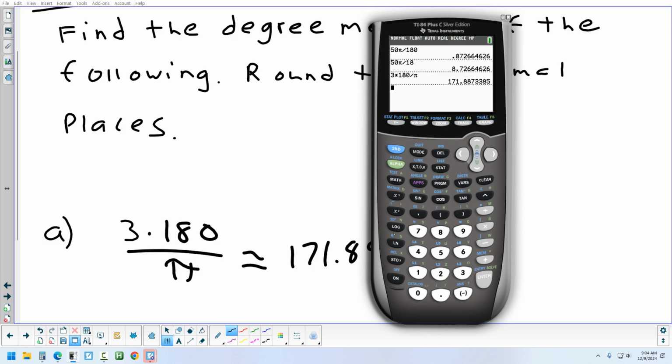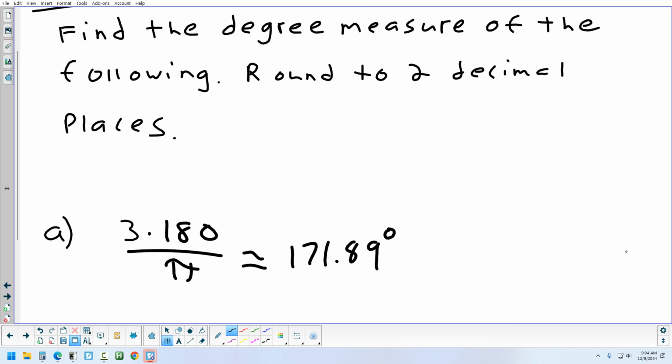If you use 3.14, okay, that's going to be 3 times 180 divided by 3.14. Okay, you get 171.97. If we're rounding to 2 or 3 decimal places, there's a pretty big difference between 171.89 and 171.97. They're not the same. Okay, so always use the pi button when you're doing a conversion. Okay. Any questions on that?